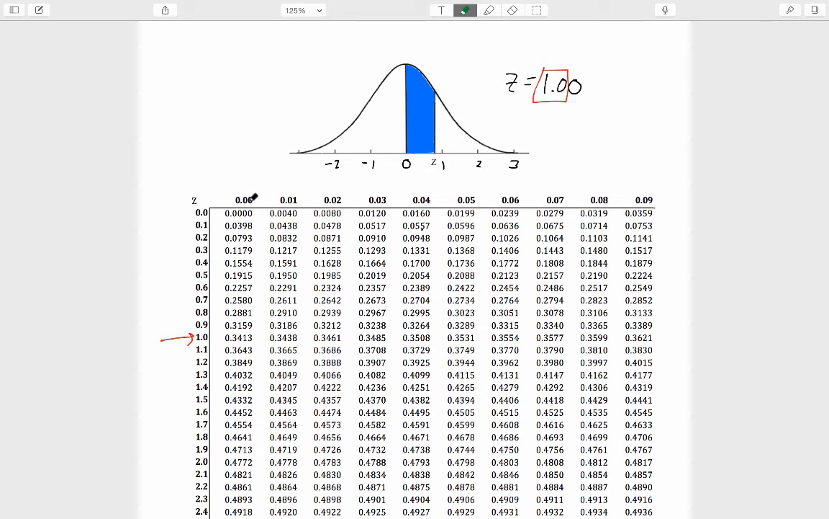When the second digit past the decimal point is 0, as it is here, we look in this column, which is specifically for z values with a 0 as the second digit past the decimal point, and lo and behold, here is our probability, 0.3413. Isn't that great? It agrees with what the empirical rule said. So our answer is 0.3413.